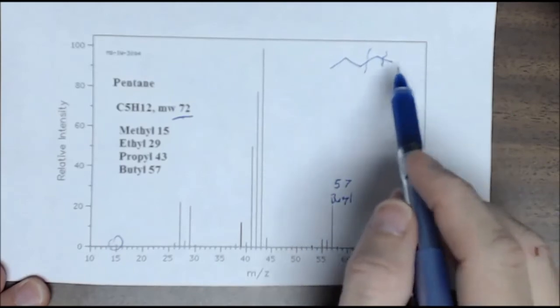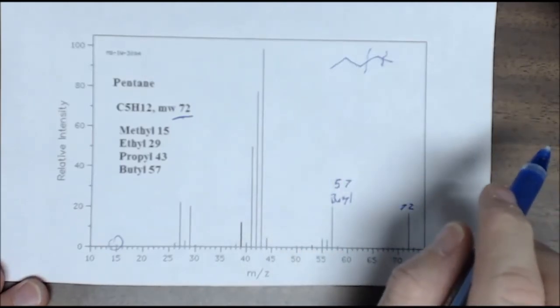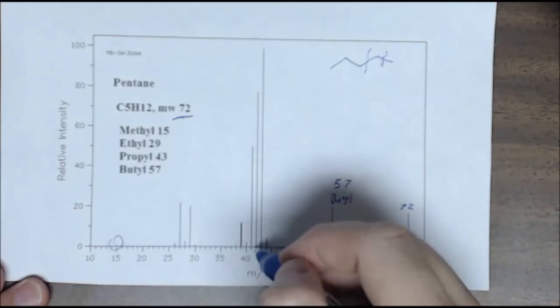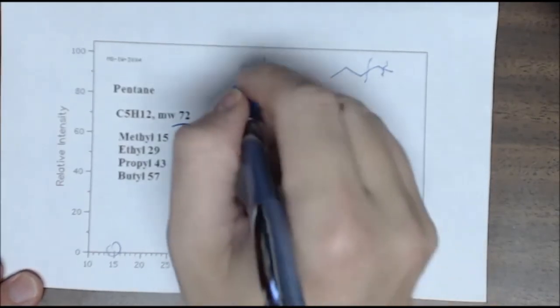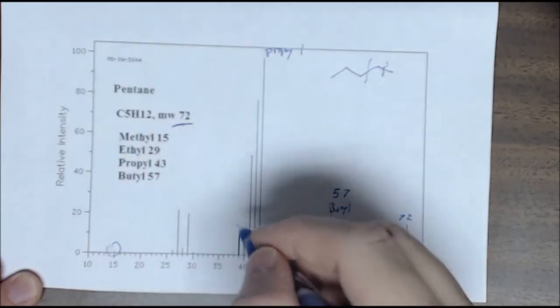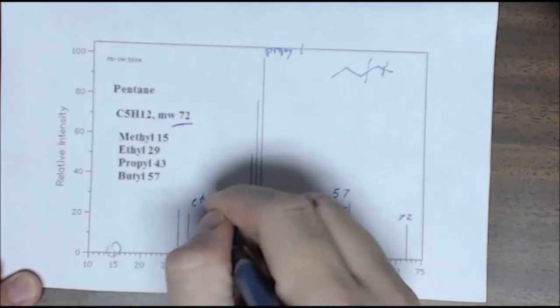If I fragment in this location, I'm going to see an ethyl group and I'm going to see a propyl group. Propyl comes at 43, and wow, look at the 43 here. So I've got 41, 42, 43 right here. So up here, this is the propyl. And I also expect to see something at 29. At 29 here, I've got the ethyl group.